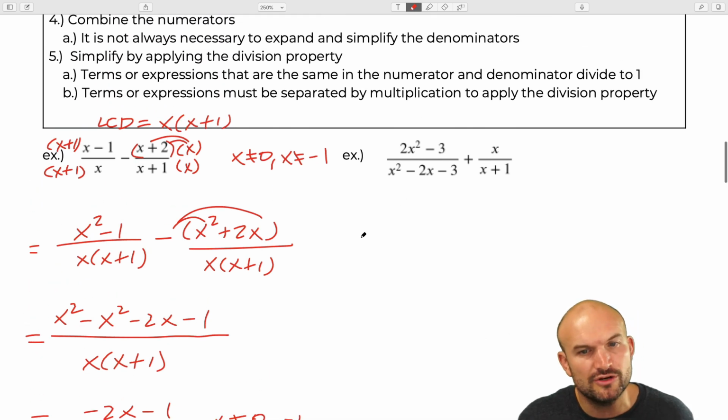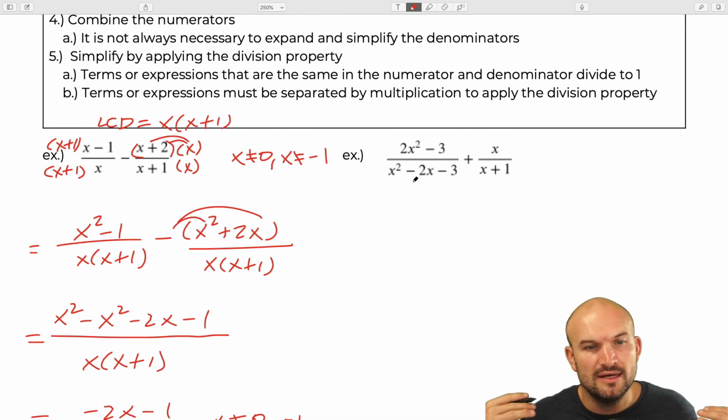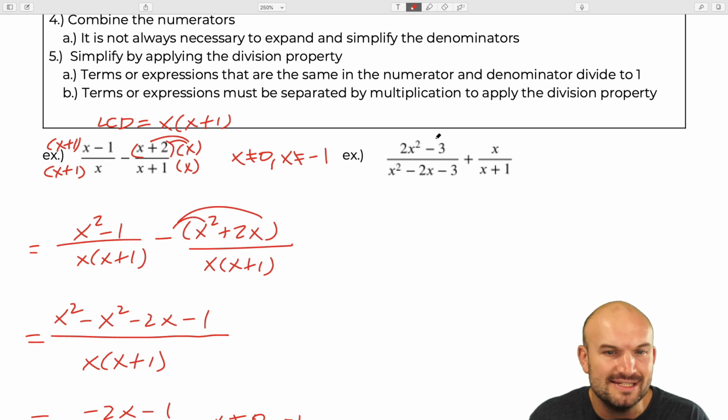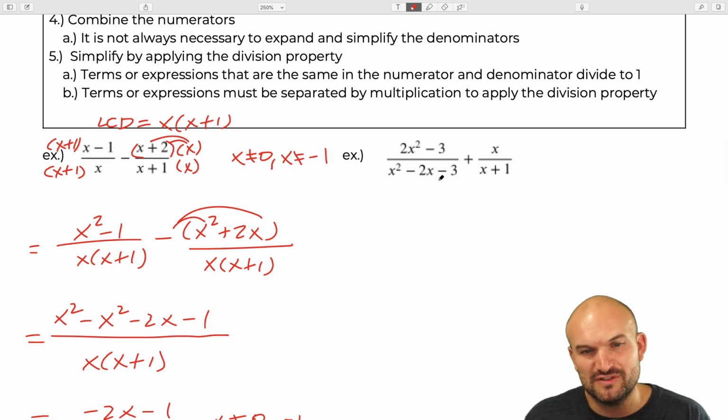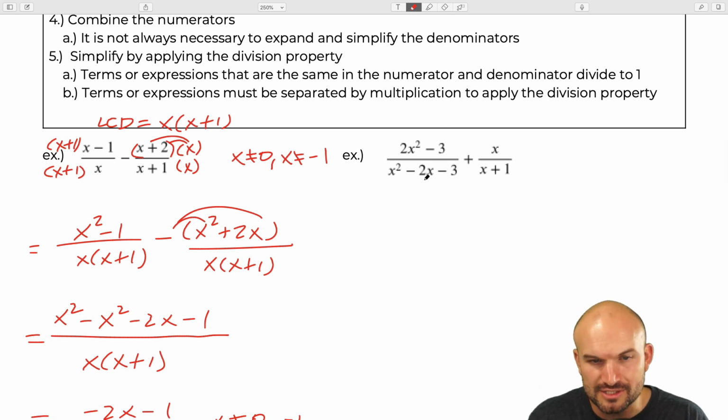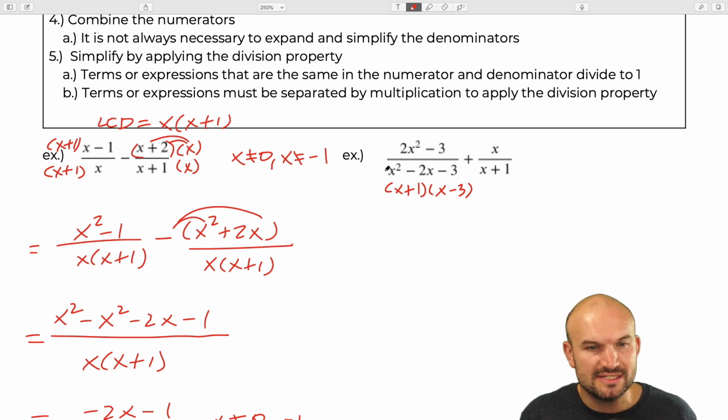Now for the next one, you can immediately look at this and say, oh, let's multiply the two denominators here. But that doesn't seem like very much fun, and that seems like a lot of work. So we always want to look into simplifying if we can. And when I simplify this, I recognize that this can be rewritten as x plus 1 times x minus 3. That's important because now you can see that these two denominators share the x plus 1.